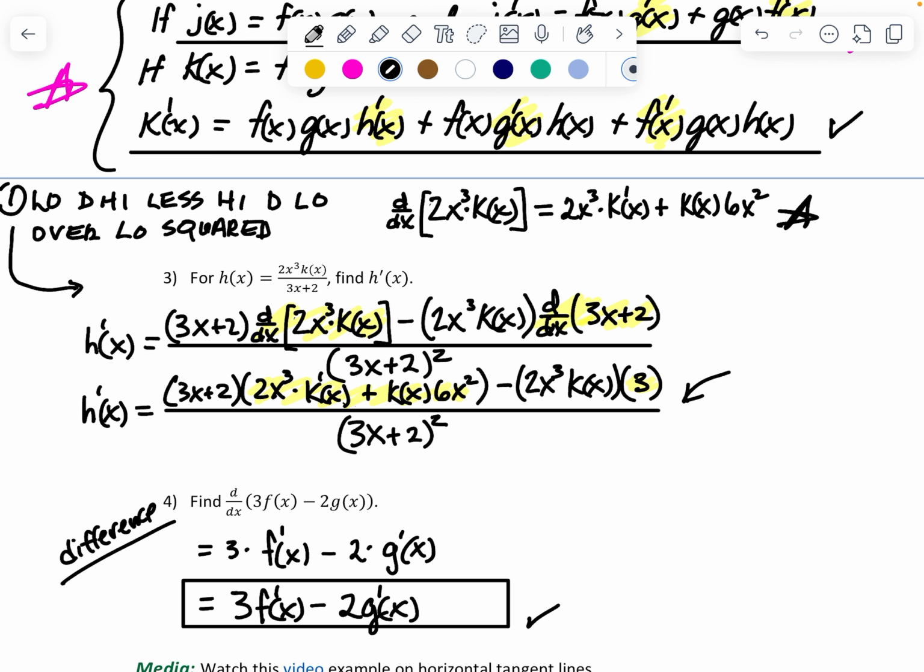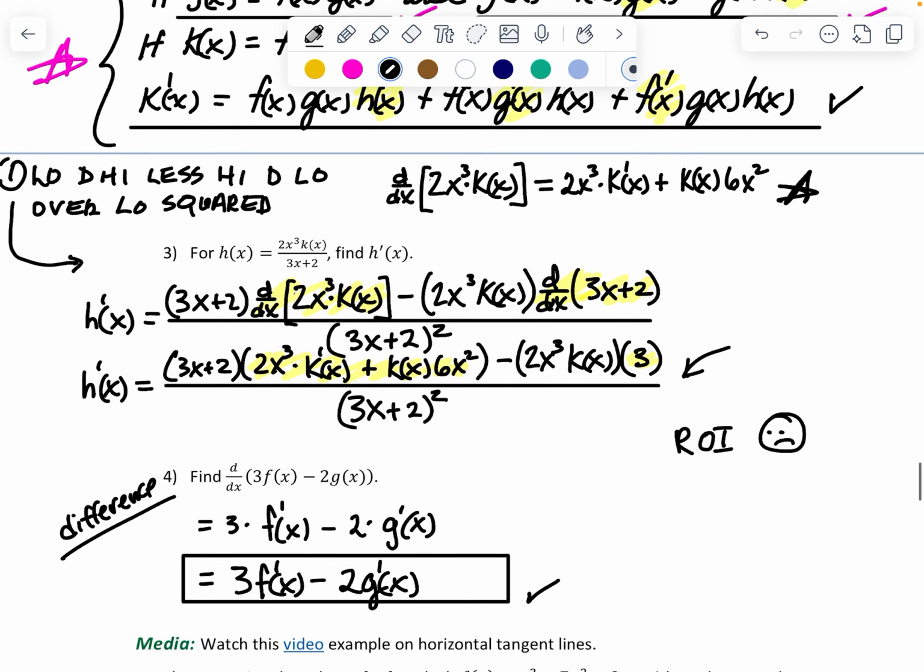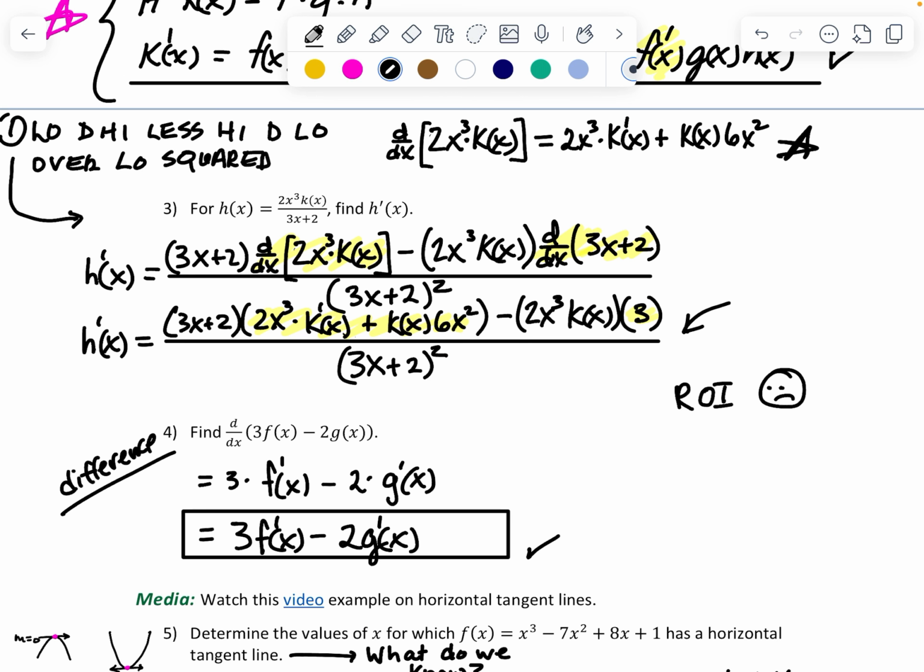Just dealing with that fact that this derivative of 2x cubed k of x was embedded in this quotient rule. So sometimes it is easier if you just take it out. I think the ROI on this is not going to be significant to continue it, but I'll leave the answer in the note answers in Canvas.